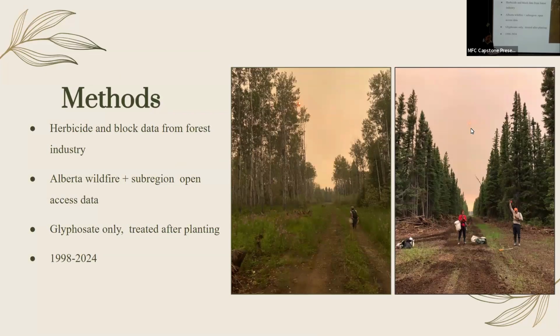So my spatial data for spray and block areas was sourced from forest industry. The Alberta region, subregion, and wildfire data is open access from the Alberta government. It's available online. I'm only looking at blocks which were first harvested, then planted, and then sprayed, and only sprayed with glyphosate. So data for the subset starts in 1998 and goes until 2024. All blocks which were counted as sprayed and burned, sprayed before they burned. And I did all my spatial analysis in ArcGIS Pro, and my statistics were done in RStudio.